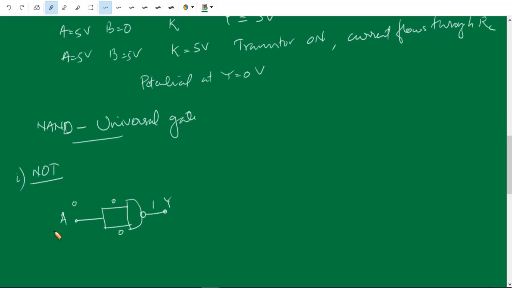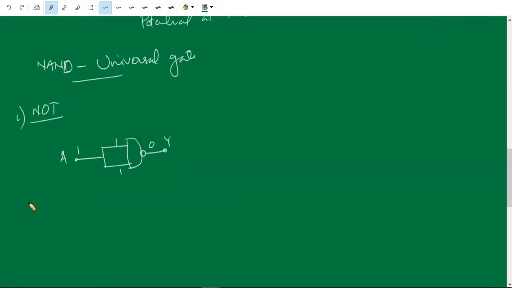Okay, now next is, if we give 1, both inputs will have 1, therefore the output will be 0. If we give A 1, then output Y equals 0. Therefore, this is a NOT gate. Next is AND gate.